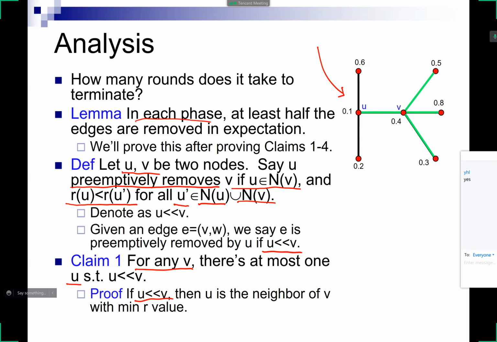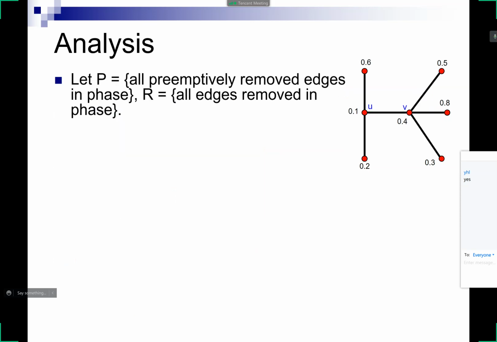Okay, so that's the first claim. The second claim is that, let's define P to be the set of all the preemptively removed edges. Let's fix a phase first of all. We're going to analyze things phase by phase. So let's just fix a phase, and within that phase, we're going to let P be the set of all preemptively removed edges in that phase. And then we're going to let R be the set of all the removed edges in that phase, because you could have some edges which are removed, but not preemptively removed.